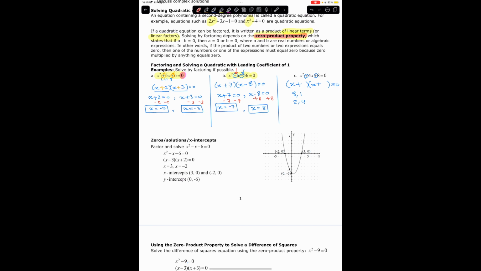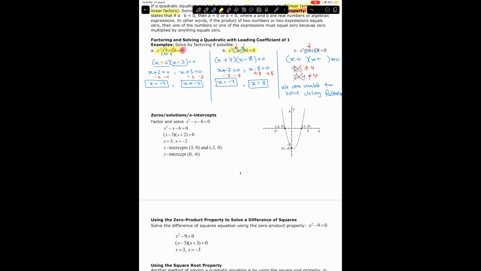The first one doesn't work because if you add 8 plus 1, the answer is not positive 4. If you add 2 plus 4, the answer is not positive 4. So we do not have a solution here using factoring. So we're going to say we are unable to solve using factoring. This method, the factor method, fails here. We have other methods to try later.